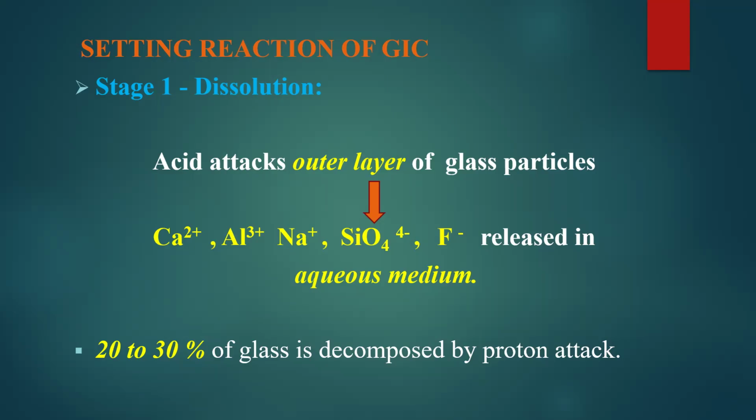The first stage in the setting reaction of GIC is called the stage of dissolution. That is, when the powder and the liquid are mixed together using an agate spatula on a paper pad, the acid, that is polyacrylic acid, will attack the outer layer of the powder particles, which are basically glass. And when this attack happens, ions like calcium, aluminum, sodium, silica, and fluoride ions will be released into the aqueous medium. So this is basically the first major step during the setting reaction of GIC.